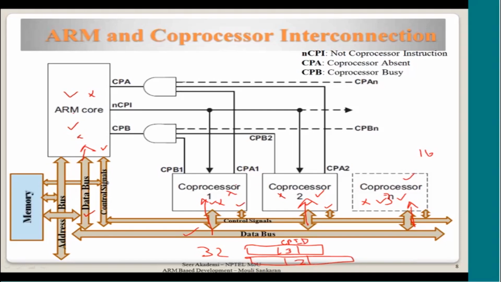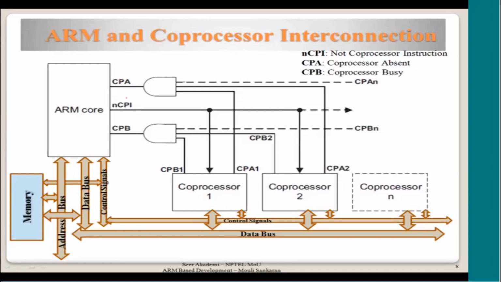Now, how does ARM know a particular instruction is taken over by a particular coprocessor or not? These are the signals. Let me explain these signals now in detail. See here, this is the NCPI. That is, the ARM core has recognized that a particular instruction that it has seen is a coprocessor instruction. It's not an ARM instruction. Then it will make this signal low.